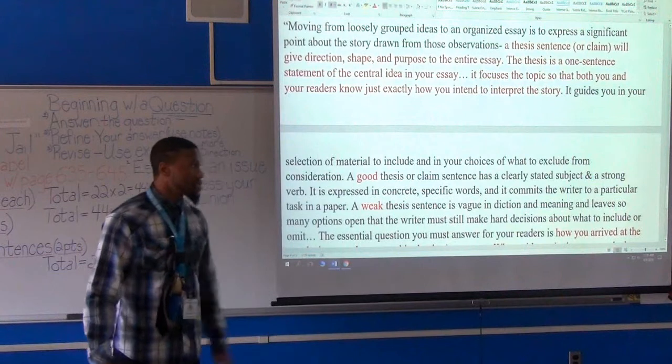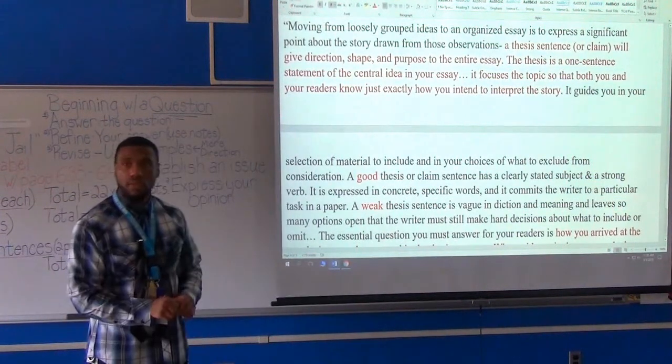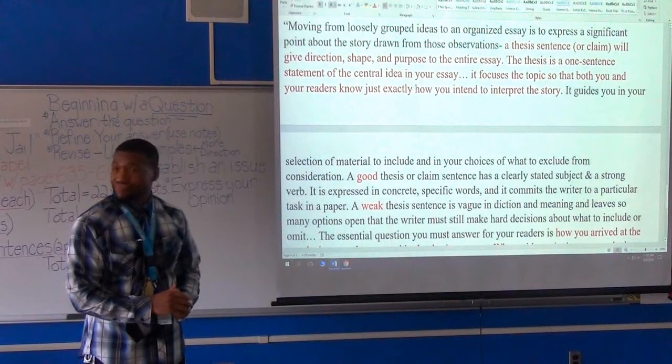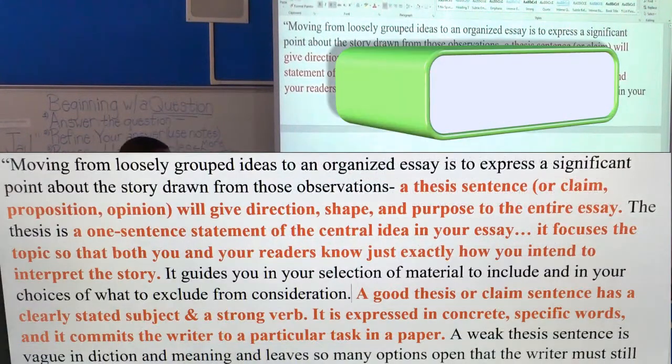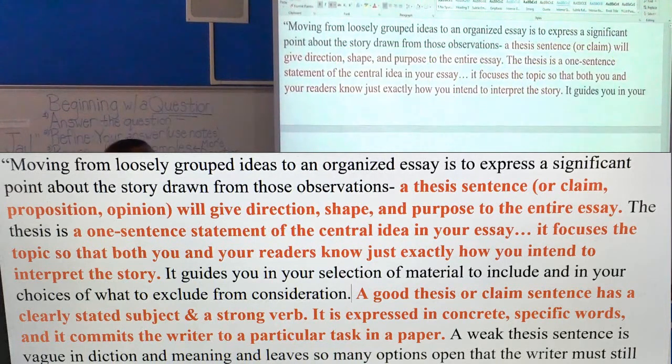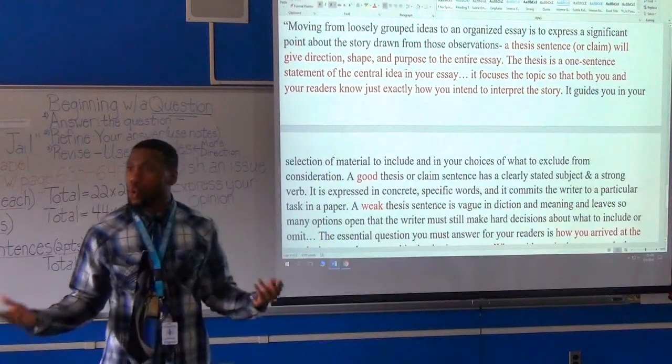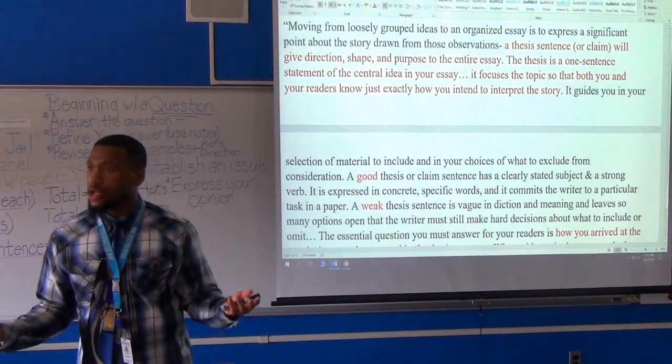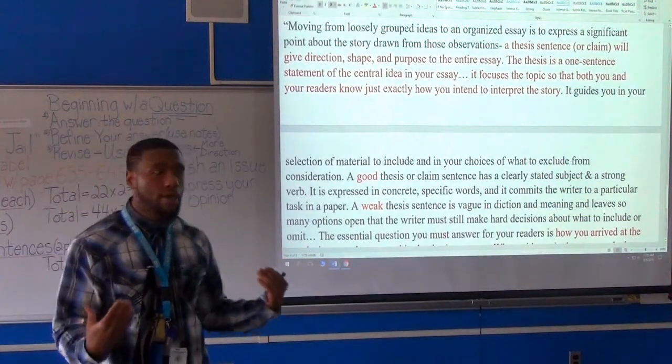What does a good thesis look like? What's a good one? Read it. A good thesis is a clearly stated subject and a strong verdict. Thank you. A good thesis or a claim, or in debate class you would call it a proposition or a resolution or an opinion, all of them, has a clearly stated subject. That means the who or what that you're talking about. It's clearly stated. Your reader knows exactly who or what you're talking about.